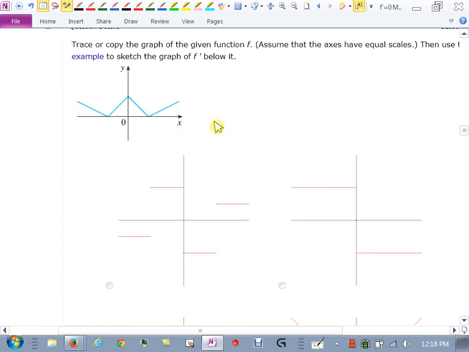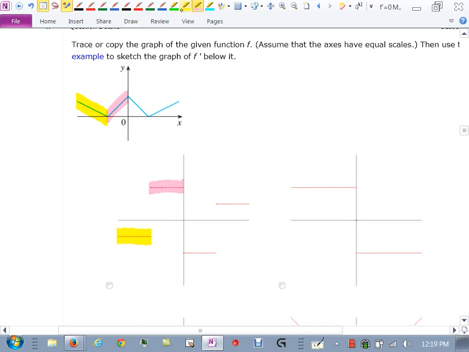Okay. Same thing. So let's see what's happening here. We have, on this piece, a constant slope, and it's negative. So it's going to be something like this. And then we have, on this piece, a constant slope, and it's positive. So it jumps from being negative to positive. So that looks like this.